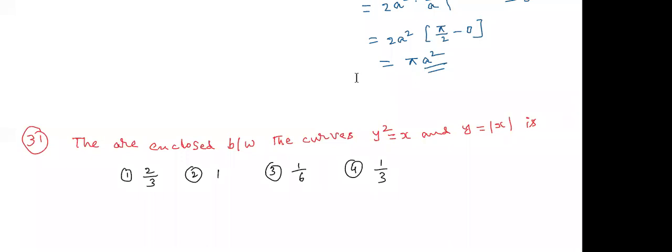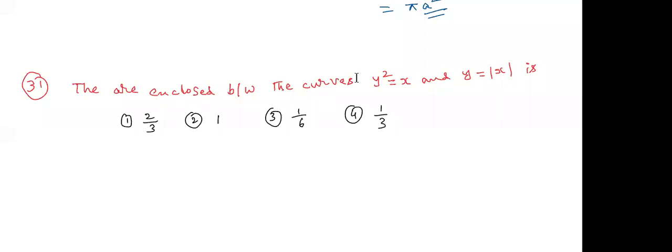The area enclosed between the curves y square is equal to x and y is equal to mod x. Students, how to find this? What is the diagram? So we need to identify. First, y square is equal to x and y is equal to mod x are given. That means y is equal to plus or minus x, or not? y is equal to x and y is equal to minus x. There are two straight lines. Draw the diagram, then you will understand easily.